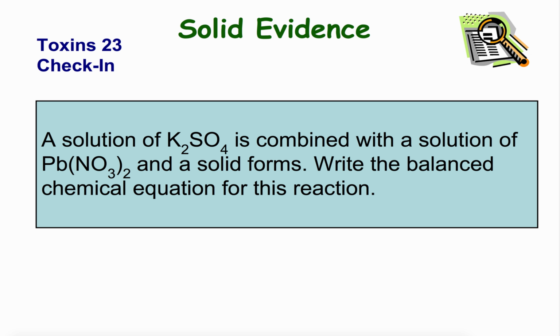Time for your checking question today. A solution of potassium sulfate, K2SO4, is combined with a solution of lead nitrate, Pb(NO3)2. Guess what? We get a solid. I want you to write the balanced chemical equation for this reaction. Press pause and then check out the solution.